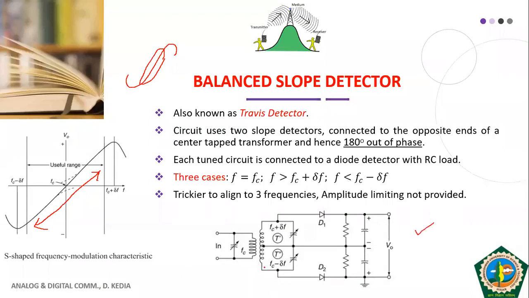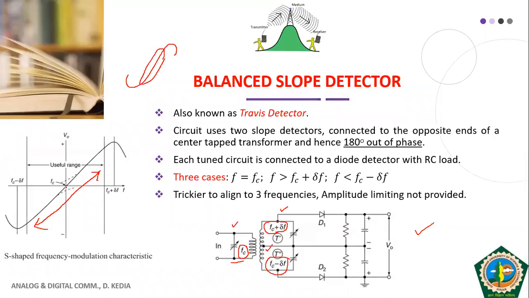So what we do in the transformer, we all know that there is a primary part and there is a secondary part. Your primary part is tuned to the center frequency of the FM signal, that is your carrier frequency. Then we have a center tapped secondary in the transformer. The upper portion of this secondary is tuned to FC plus delta F, and the lower portion is tuned to FC minus delta F.